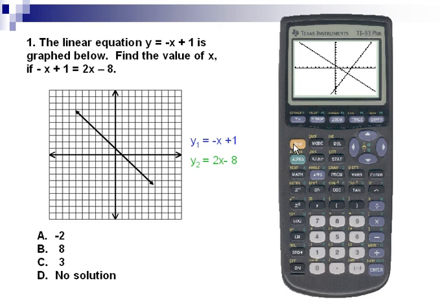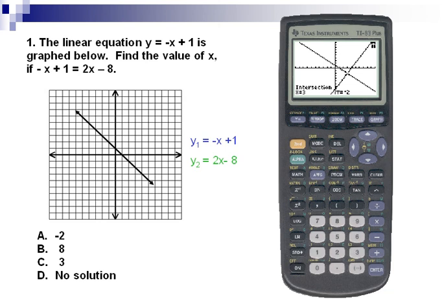To do that, we're going to use our calculate menu. Second, calculate, and if you look down at number 5, it says intersect. So we want to go down to number 5 or hit number 5. It asks us for the first curve. This means, is this one of the lines that you want to find the intersection of? So hit enter. Second curve, your cursor is on the second line, so hit enter. Guess, move your cursor towards the point of intersection and hit enter.